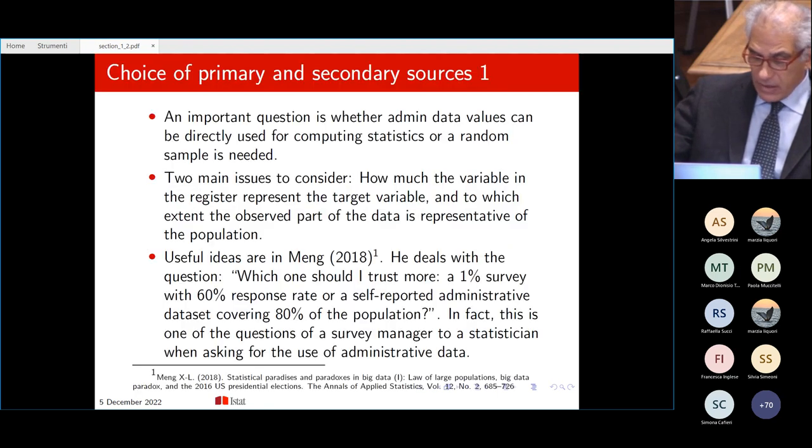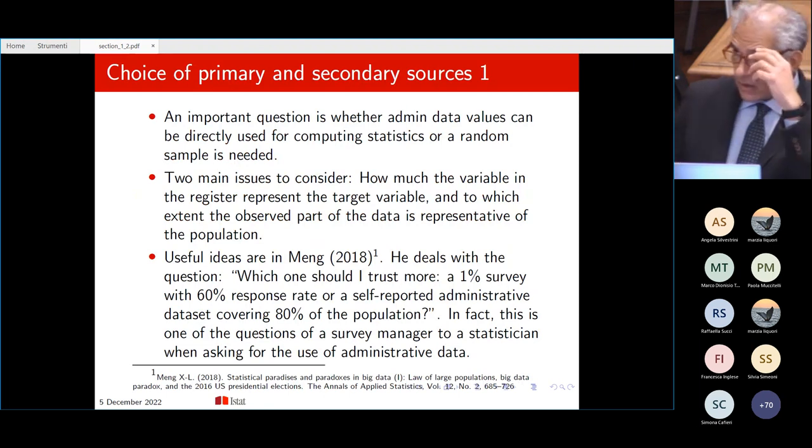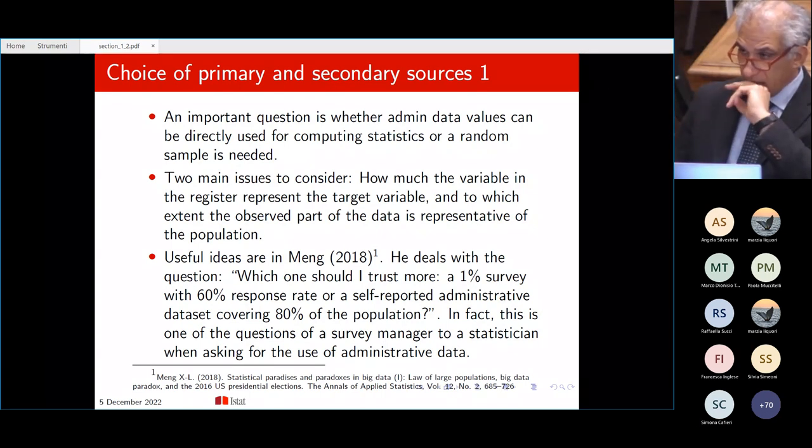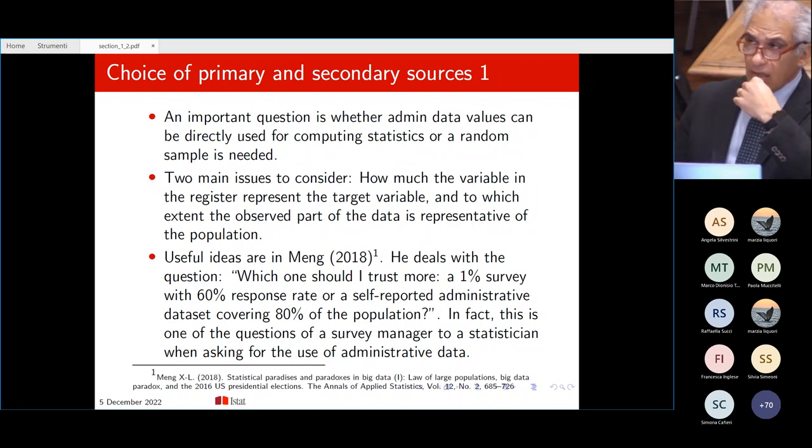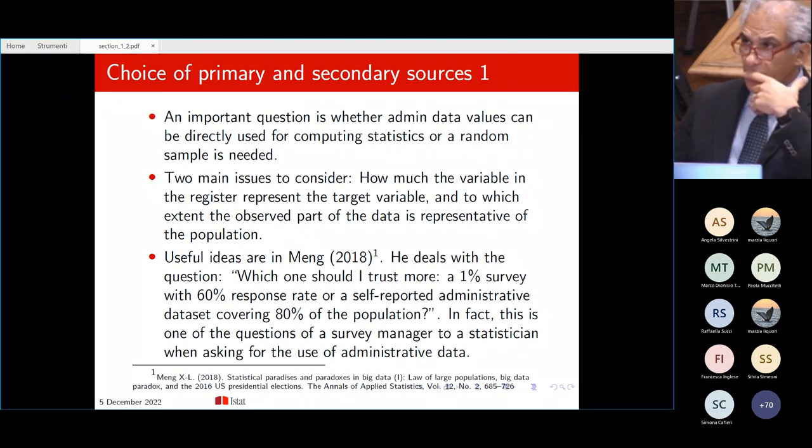The choice of primary and secondary sources. Within the context of multi-source data, instead of deciding if administrative data or sample data are alternative sources of information, we consider the exploitation of the different sources of information together, but we have to decide what is the primary information, the information from which we derive the estimates of interest.